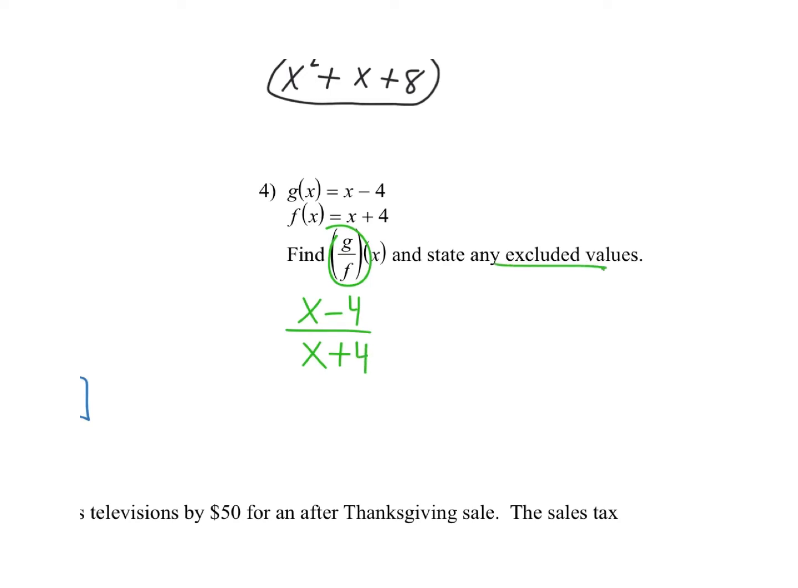Now the other part, any excluded values, those come from anything that would make the denominator 0, because we cannot divide something by 0. So you always need to figure out which value would make the denominator 0, which in this case, x plus 4 cannot be 0, so subtracting 4 would give us x cannot equal negative 4. So that's the second part here. We have the simplified expression and the excluded values.